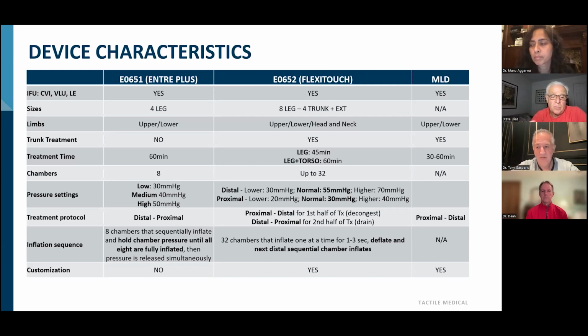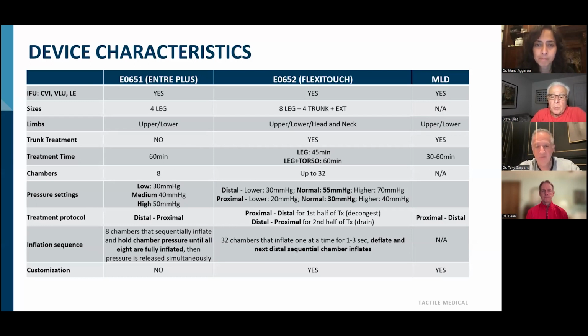And the sequence of inflation, we spoke about that, how the 8 chambers in the entree all hold their chamber pressures until everything is inflated, and then it is all released simultaneously, as compared to the nicer 32 chambers that inflate one at a time for the 652 and deflate as the next distal sequential inflates. So it's a little more comfortable for the patients at times, and tends to move things along maybe a little more the way manual lymphatic drainage does as well.